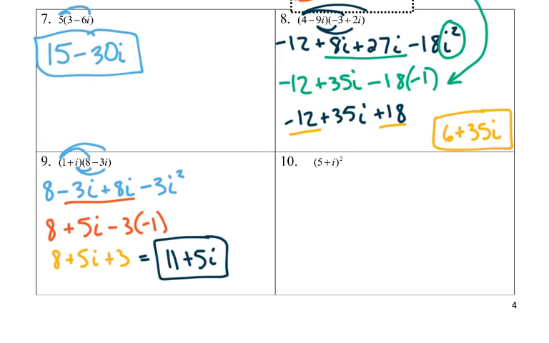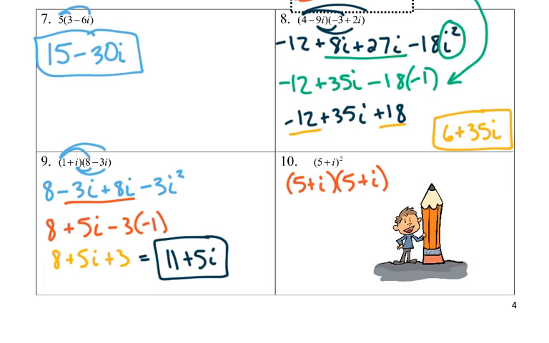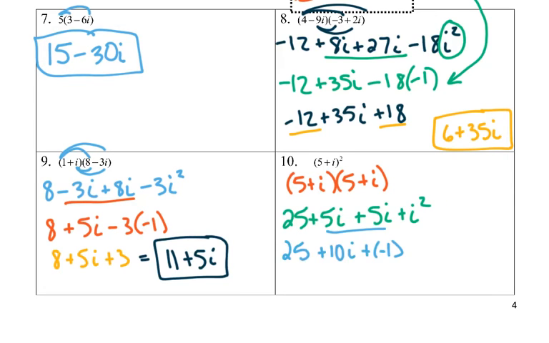Number 10 adds just a little bit of a twist in that we're actually squaring one binomial. So the only difference is that we have to sort of set it up with this extra step to say that 5 plus i squared is really 5 plus i times 5 plus i. And then we do the same process that we just did. So give this one a shot. My final answer, I got 24 plus 10i on this one.